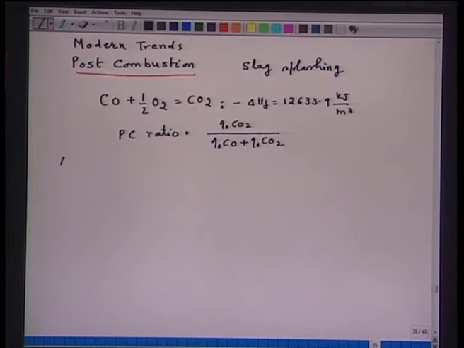Now, some of the advantages of post combustion. First is a higher scrap melting rate. Why a higher scrap melting rate? Because the temperature will also increase, and hence the scrap will melt at a little faster rate.